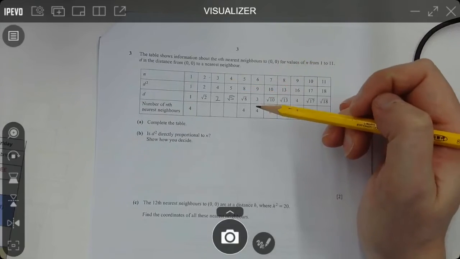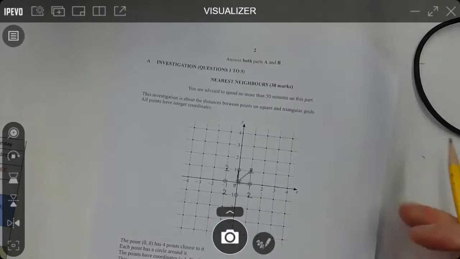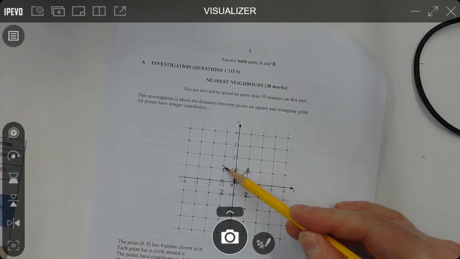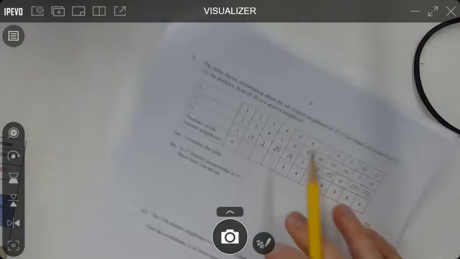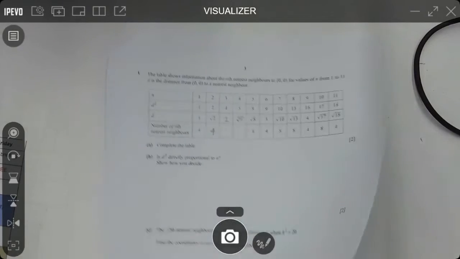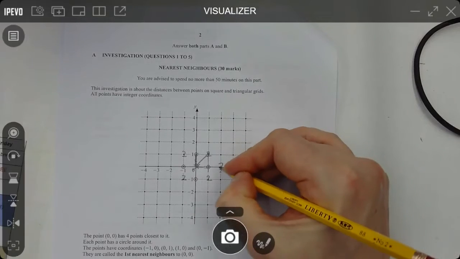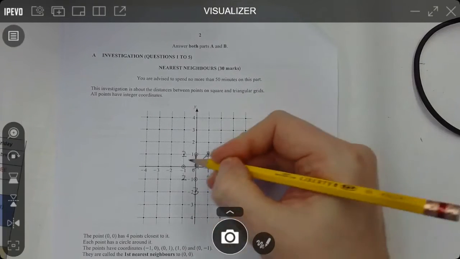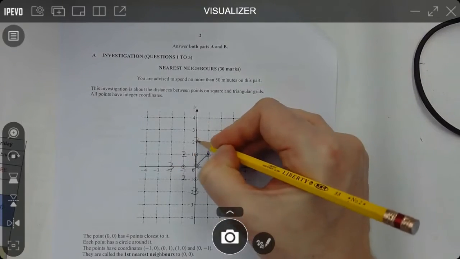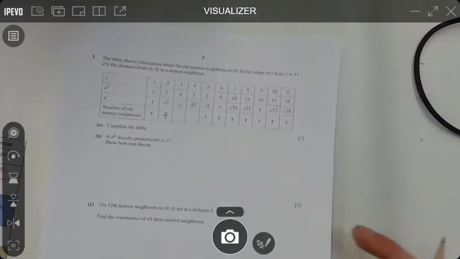Then the number of nearest neighbours. For 2, we've already done that because I cleverly wrote down 2, 2, 2, 2. So there are 4. And then for 3, the next nearest neighbour, that would be here, here, here, and there. So they're the third nearest neighbour. There are 4 of those as well.